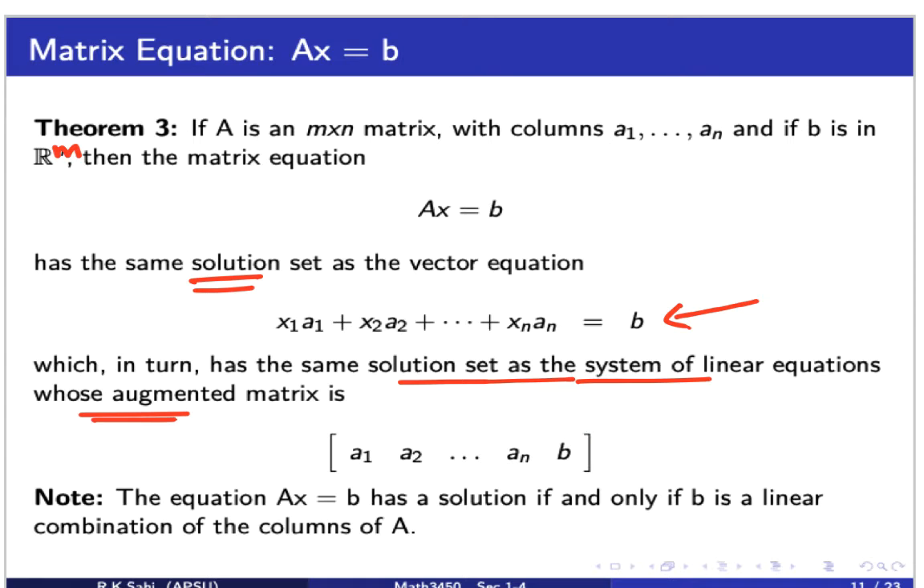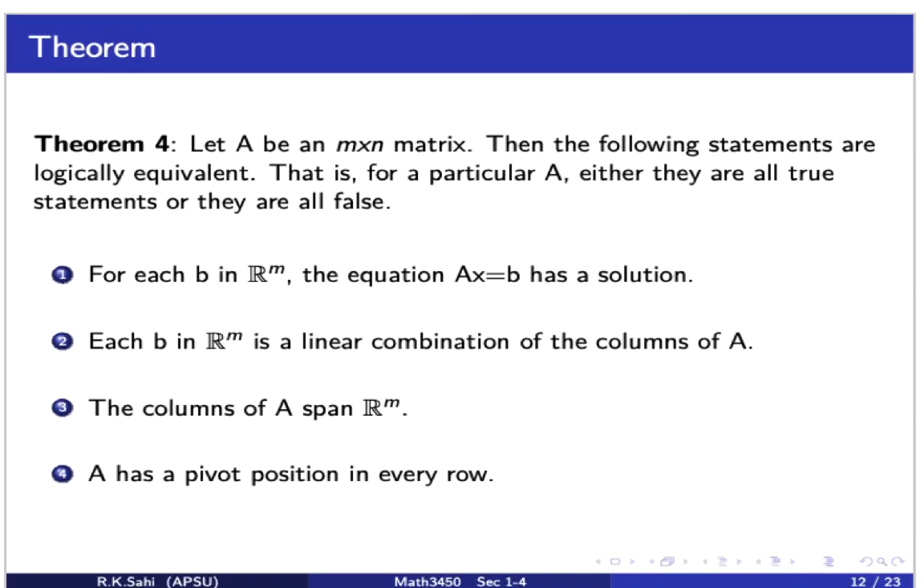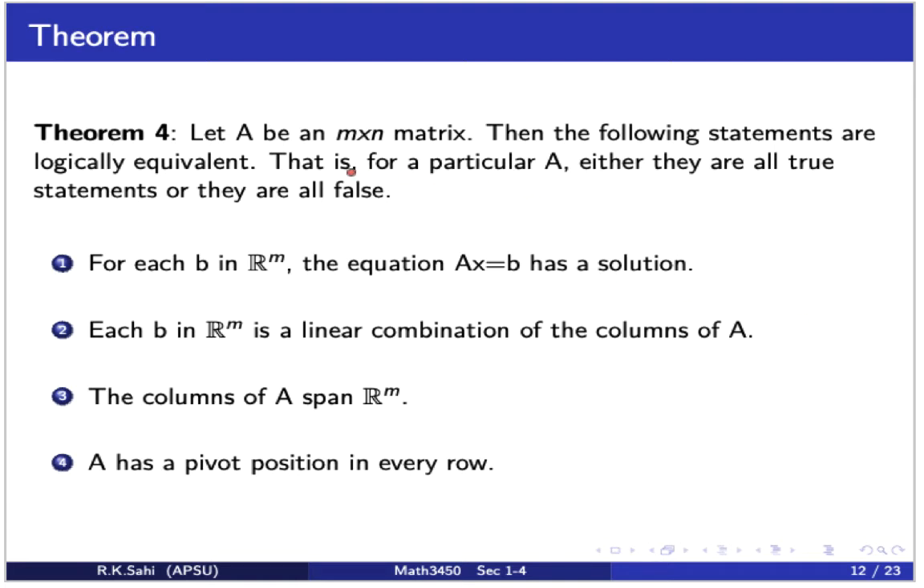There it is. Now, the second most powerful theorem we will be using in this course is Theorem 4. It says, if A is an m by n matrix, then the following statements are logically equivalent. Now remember, this A is a coefficient matrix. There is no way you see the word augmented. Okay, so keep this in mind. It is a coefficient matrix, you guys. So for any particular A, either all these four statements are true or all of them are false.